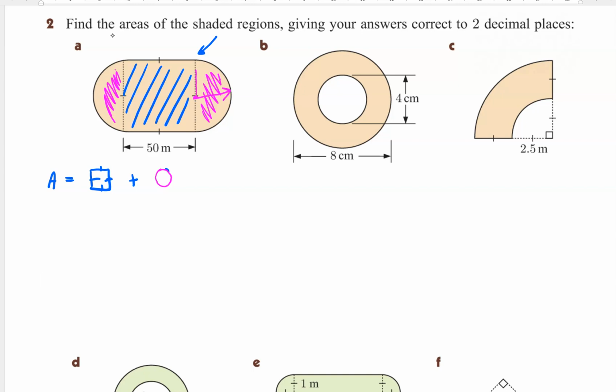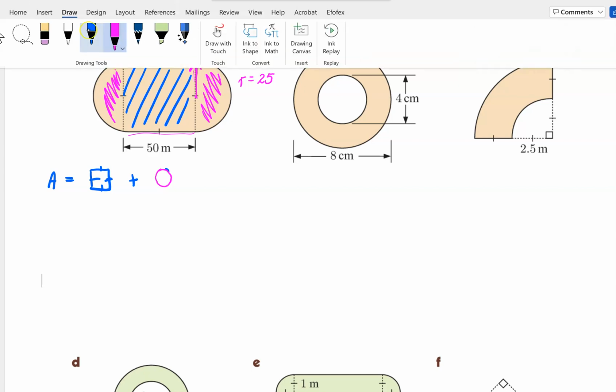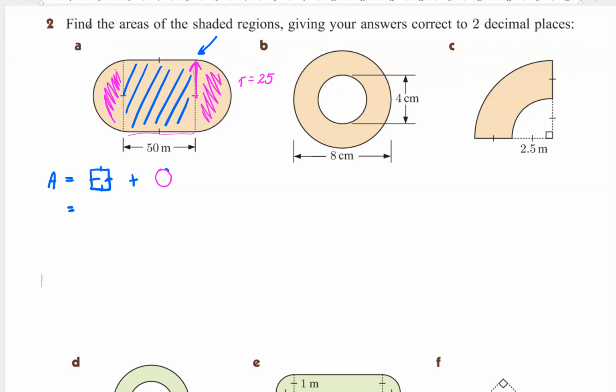But if I look here, that whole distance is 50, which means half of it, which is the radius, is going to be 25. So I'm going to write here, the radius is 25. Now, if that was a test question or an assignment and you didn't know what the radius was, make it up and show me that you can still work out the rest of it, even though you couldn't. So you could use the formula with the radius that you made up.